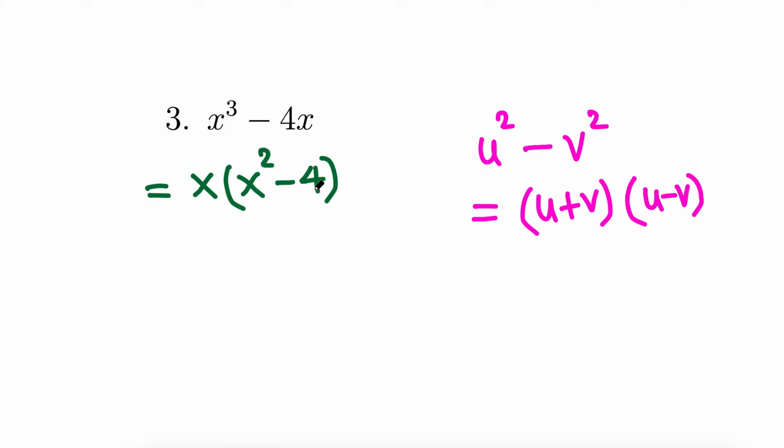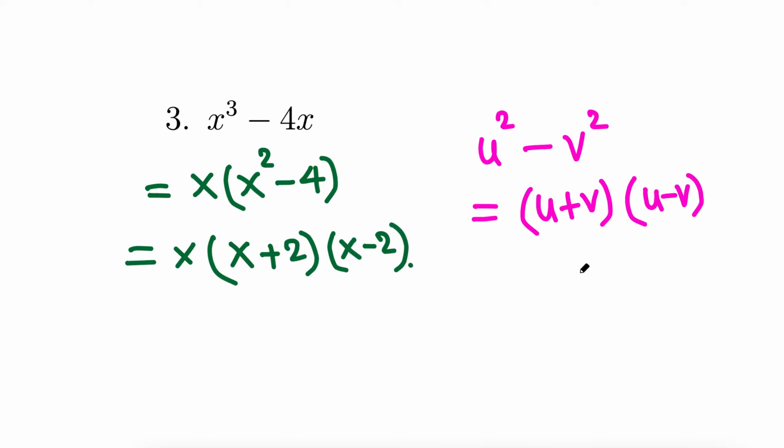Okay. 4 is 2 squared. So x squared minus 2 squared. So we can apply this formula. So x plus 2, x minus 2. That's final.